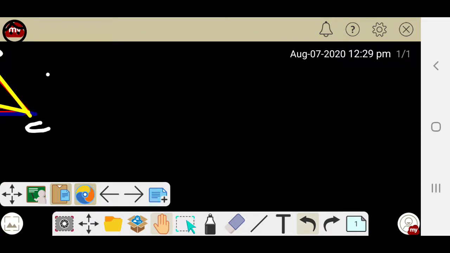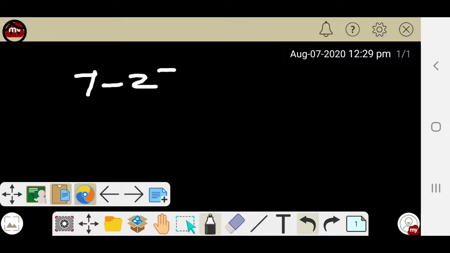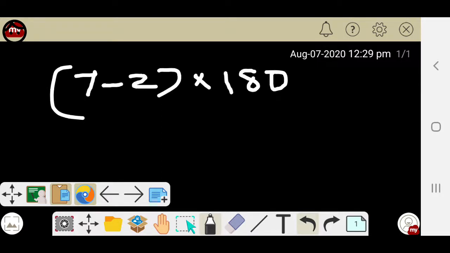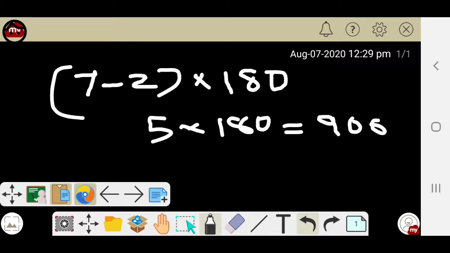How will you find out for 7 sides? The sum of interior angles is the number of sides minus 2, into 180. So for 7 sides, the total sum of angles is 7 minus 2 into 180. 7 minus 2 is 5, and 5 into 180 equals 900. That means for a polygon with 7 sides, the total sum of interior angles equals 900.